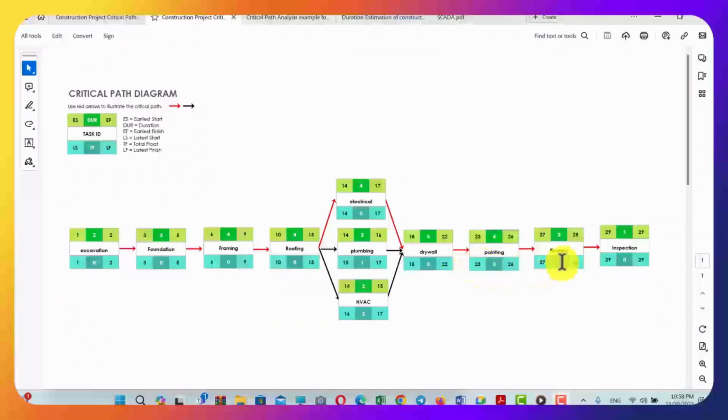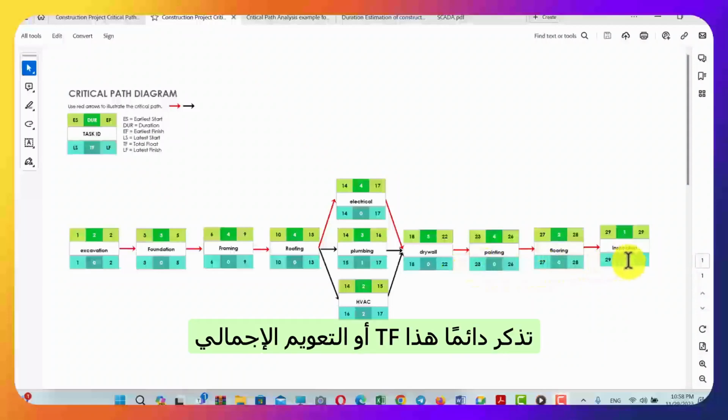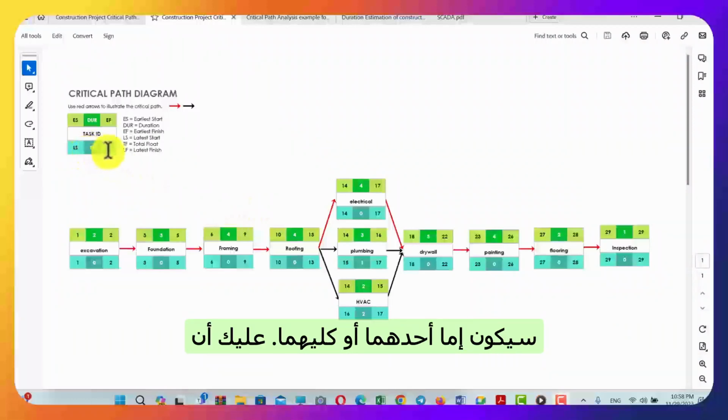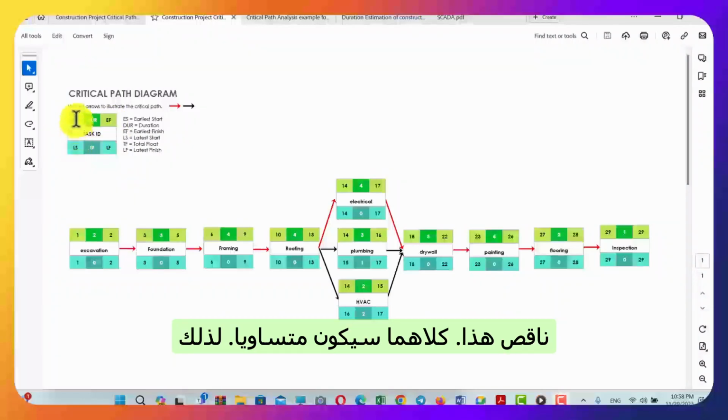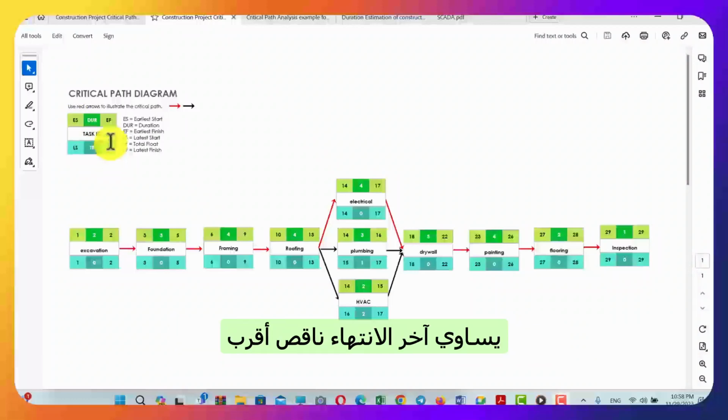What is this in the middle? Always remember this TF, or total float, would be either one of both. You have to just subtract this minus this, or this minus this. Both would be equal. So it equals latest finish minus earliest finish, or latest start minus earliest start.